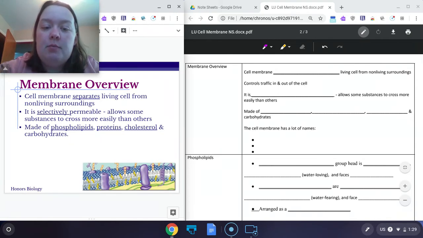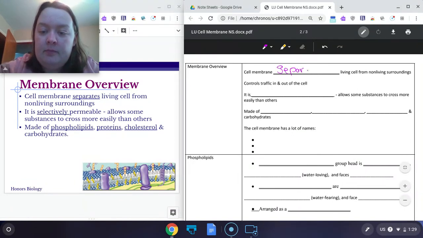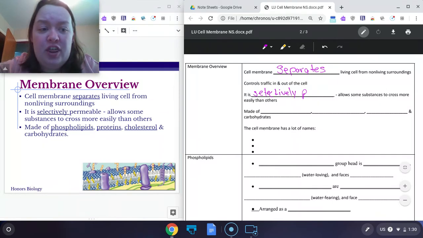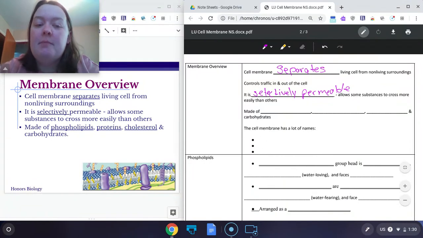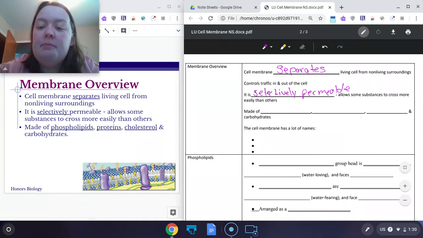So again, the cell membrane separates the living cell from the outside environment. The cell membrane controls what goes in and out. It is called selectively permeable, meaning not everything can go in and not everything can go out. The cell selects or chooses what can come in and what can go out. So not everything can cross. Some things cross more easily than others. The cell membrane is selectively permeable, meaning it selects what goes in and out.